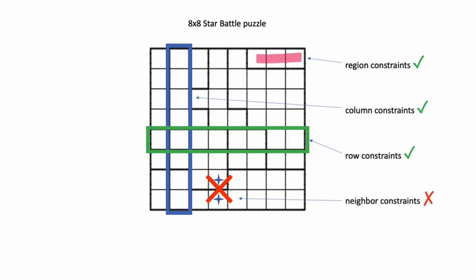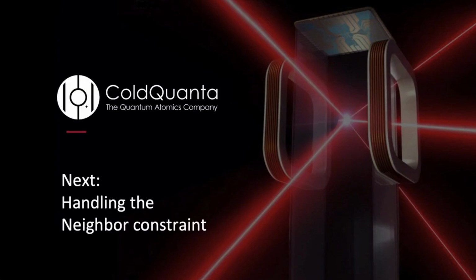But what about the neighbor constraints? They must be included so that our QUBO accurately represents the puzzle, but we haven't done that yet. Those are not k of n constraints, so we need a new idea. Next week I'll introduce another technique which we can use for the neighbor constraints.